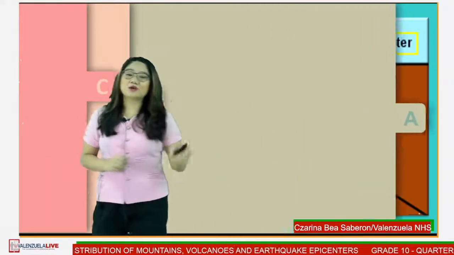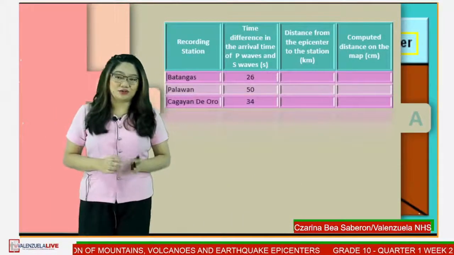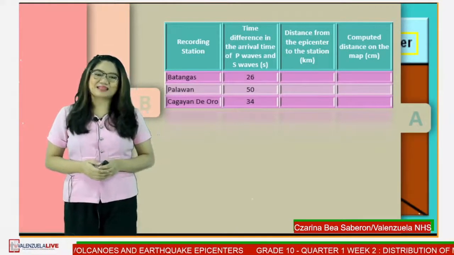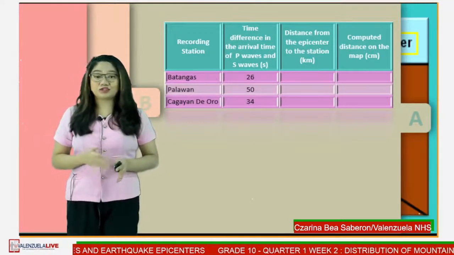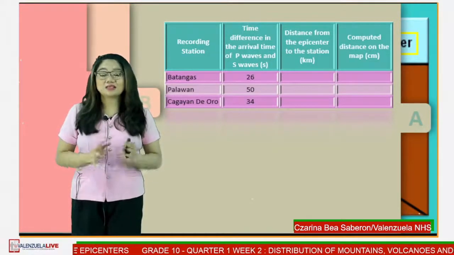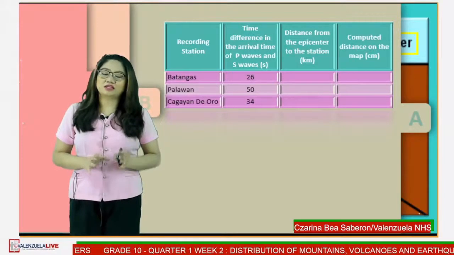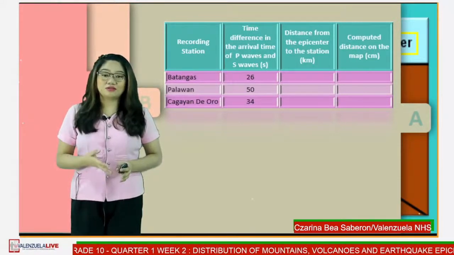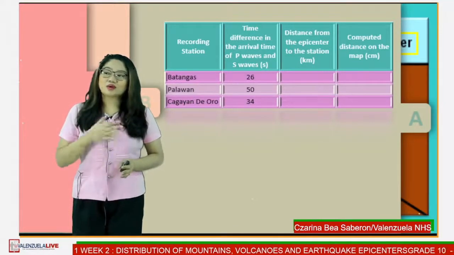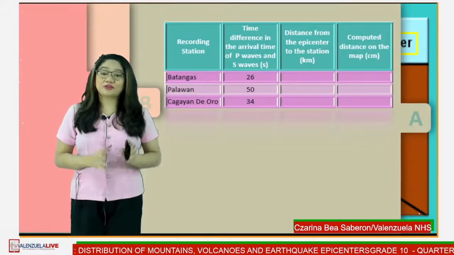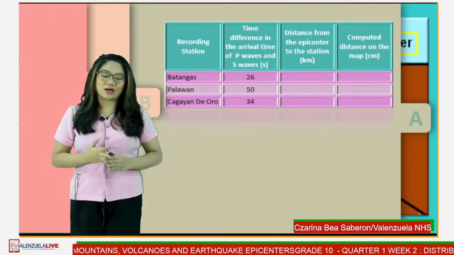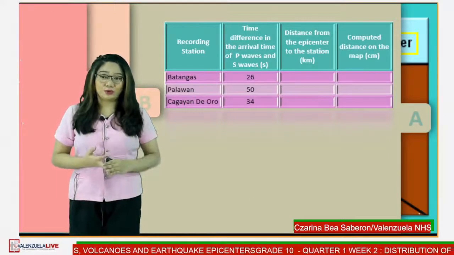Now, let's go ahead and find the location of the earthquake's epicenter using the triangulation method. So basically, a triangle has three sides, right? So we need 3 seismic stations or recording stations in order to find the earthquake's location, or the epicenter as we call it. In this particular example, our 3 recording stations are Batangas, Palawan, and Cagayan de Oro.